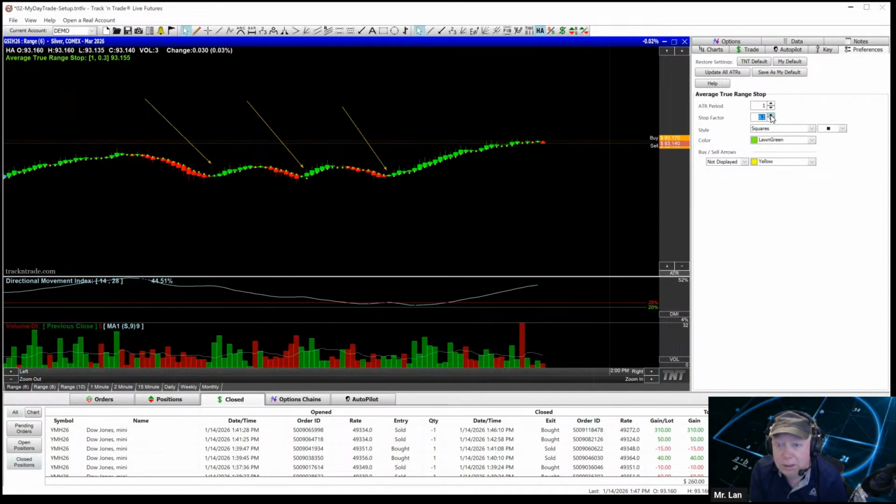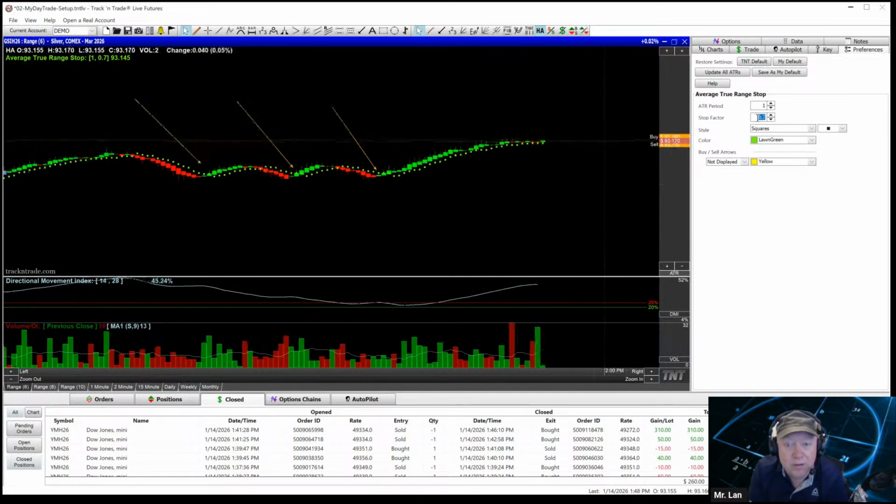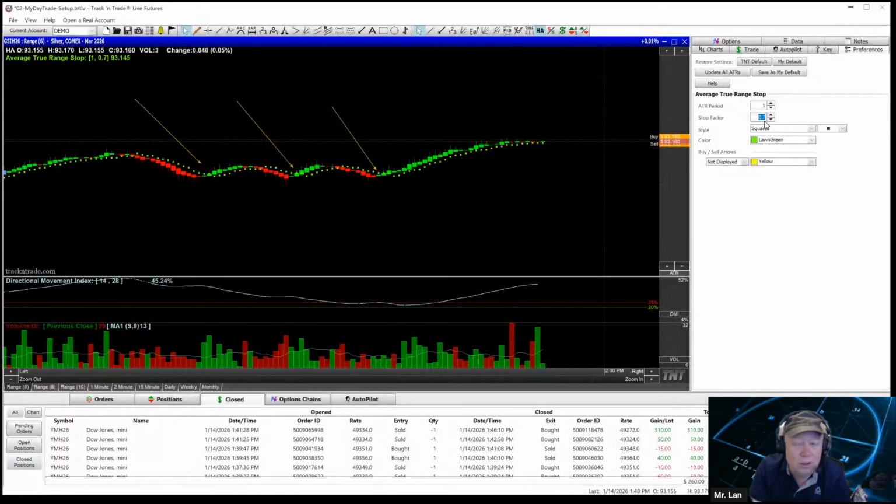I like to run it pretty close, right around 7. I generally start at 1 to 1, ATR period 1, stop factor 1, and then I move it and adjust it from there. If the market's moving well, I'll stop factor that thing down, bring it down tighter, make that number closer.